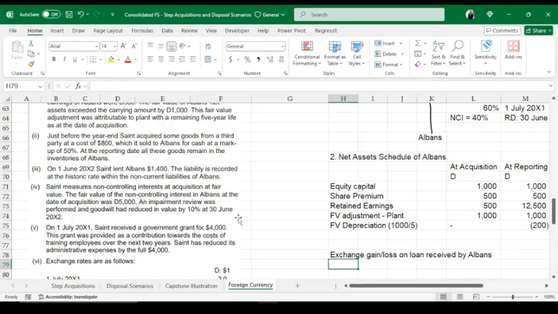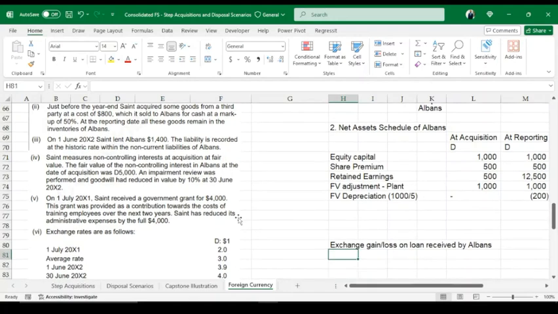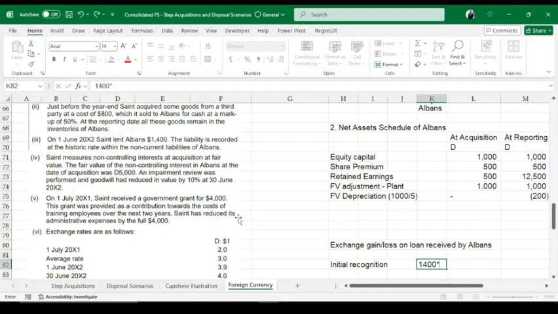So let me actually cut this and paste it here a little. All right, so how do we deal with that? We are going to have the initial recognition, and with the initial recognition, the amount is 1,400, and we want to translate it into dollars or D. So we are going to multiply it by the exchange rate. The loan was taken on 1st June 20x2, and on 1st June 20x2, the rate of exchange in play was 3.9. So we'll multiply that by 3.9.